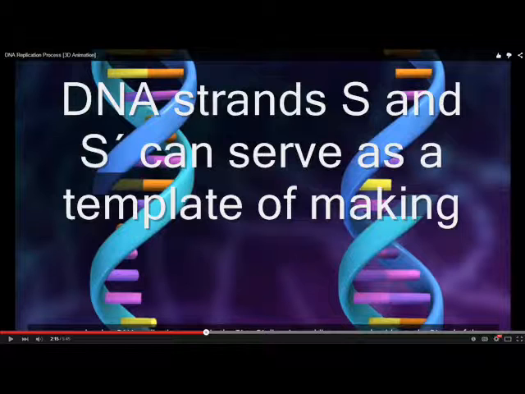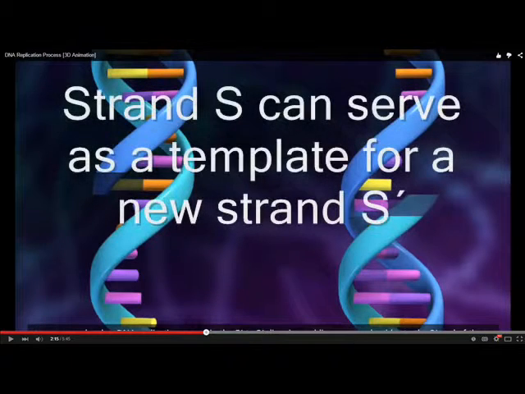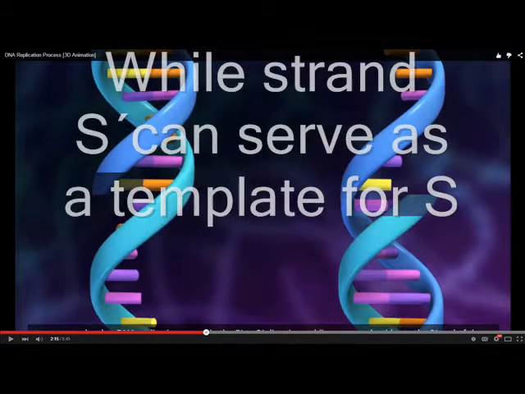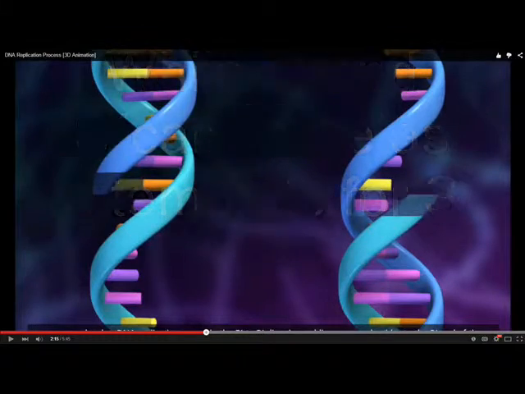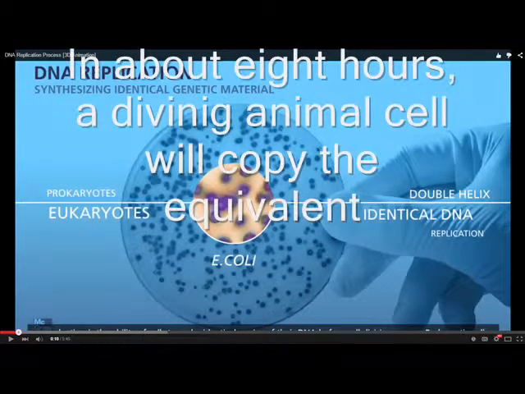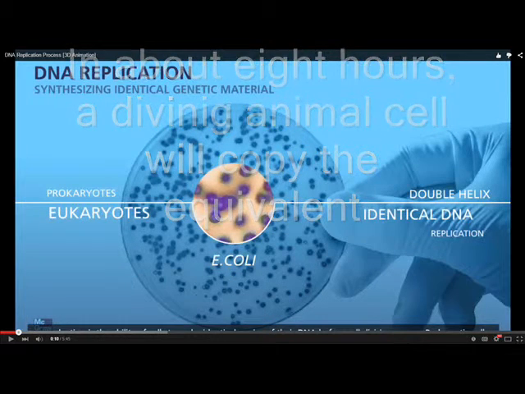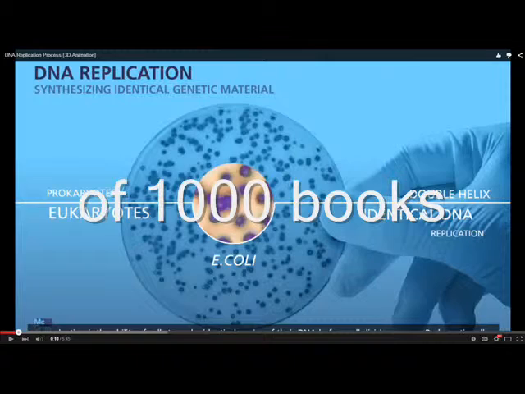DNA strands S and S' can serve as templates for making new strands. Strand S can serve as a template for a new strand S', while strand S' can serve as a template for a new S. In about 8 hours of dividing, animal cells will copy the equivalent of 1,000 books.